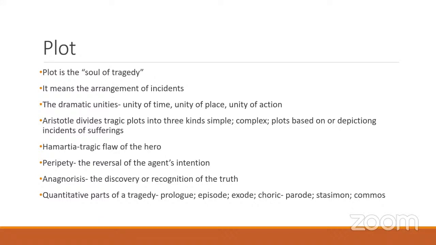According to Aristotle, a tragedy should possess unity of time, unity of place, and unity of action. That is, a tragedy should take place in a humanly possible time, in a humanly possible location, and the action should be humanly possible. Aristotle divides tragic plot into three kinds. The first is simple, a continuous movement without any violent or sudden changes. It will be very smooth. Then there is complex, where the plots have peripety and anagnosis, which we will be discussing now.